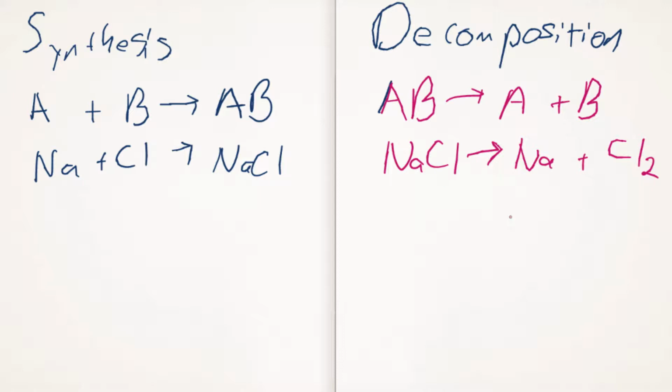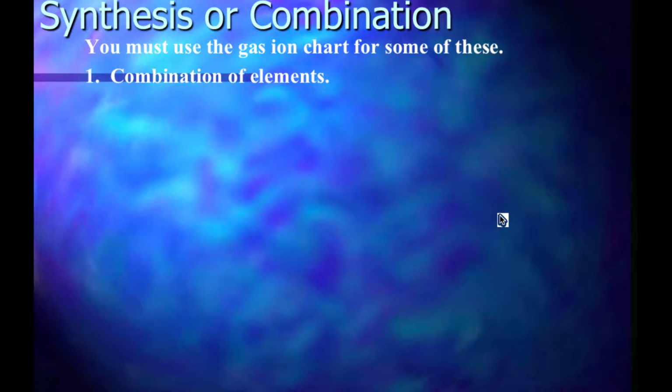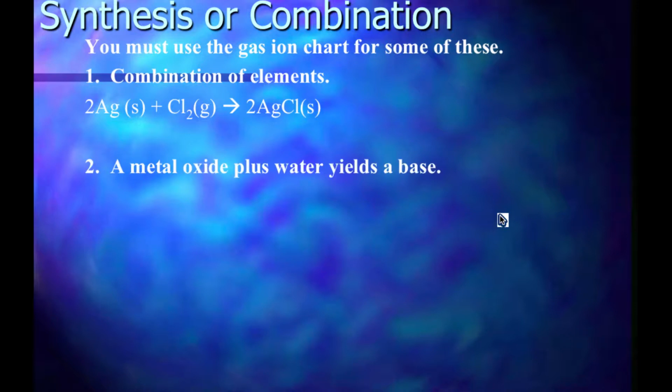So let's go look at the rules real quick, and you guys have your rules that you can look at after. Notice at the very top of your rules, it says to use the gas ion chart. Well, the gas ion chart is on that same sheet. You can go ahead and find it. It's down there at the bottom. It describes, given a given gas on the left, what ion it makes on the right. So you just know where that is. The first rule of synthesis is simple combination of elements. If you take 2 elements and stick them together, you form a compound. That's really easy. Rule number 2 is a metal oxide and water makes a base.